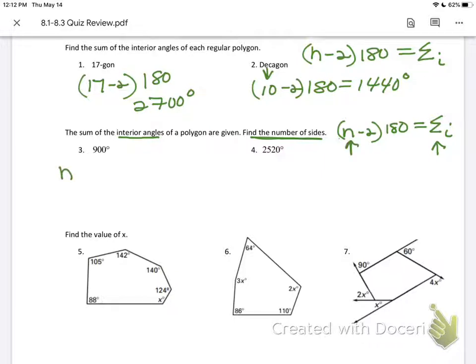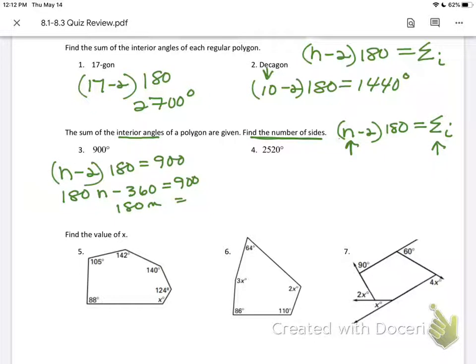Okay, so if you do n minus 2 times 180 equals 900, I'll work this all the way through. 180 n minus 360 equals 900. So 180 n equals, and add those together. So I get what? 1260, and n is going to equal 7.